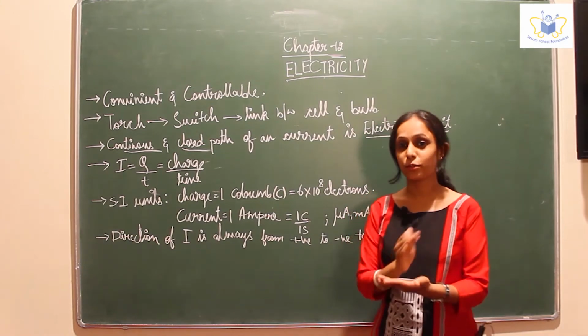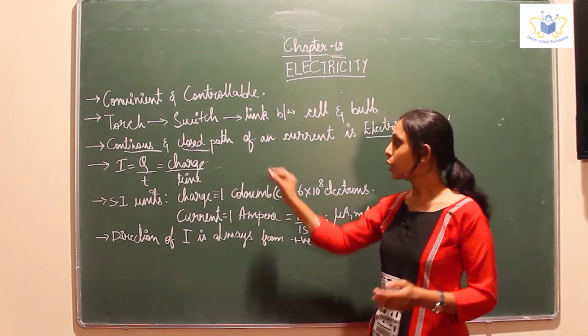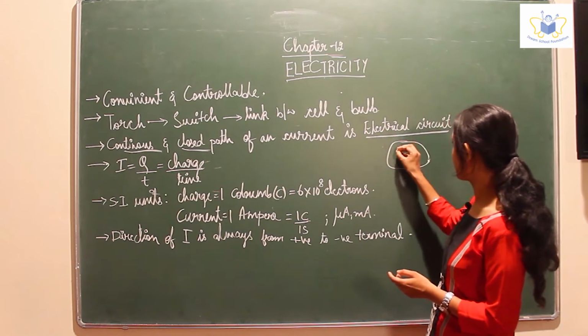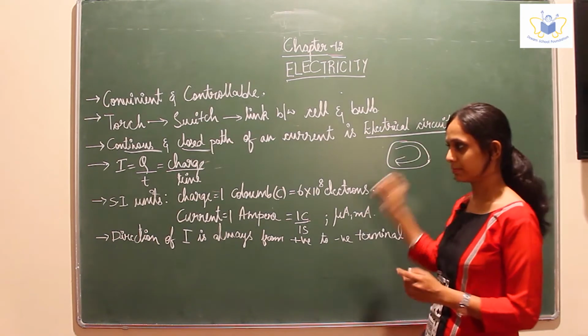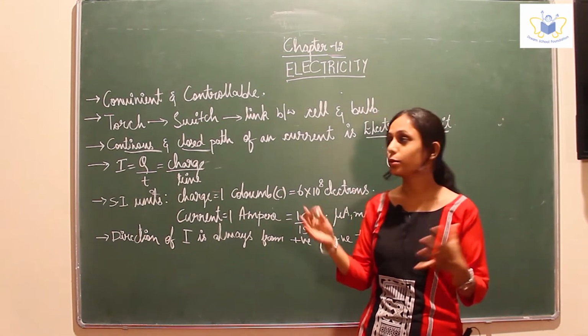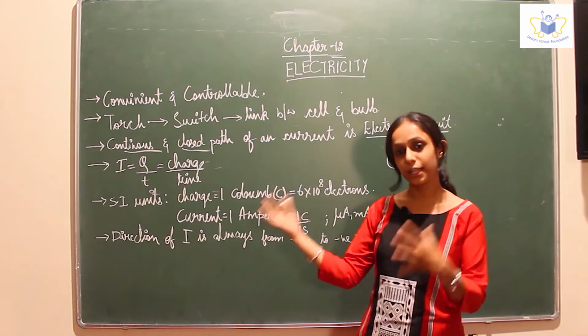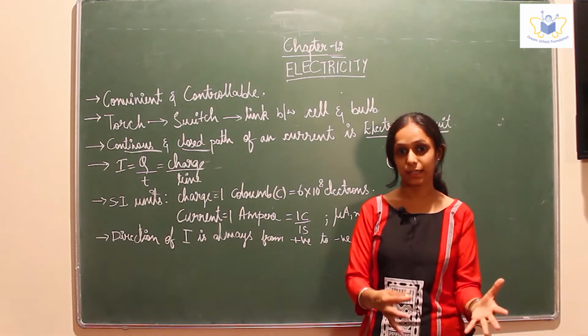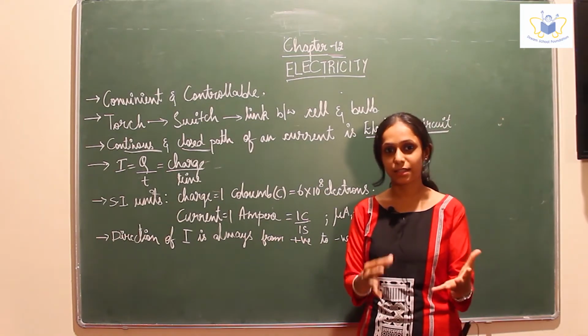Continuous means there should be no breakage in between. Closed means a complete, simple, closed path where your current can flow. Now what is this current? You learnt about electricity, which is a convenient and controllable form of energy. Now what is this current? This current is making your electricity work.